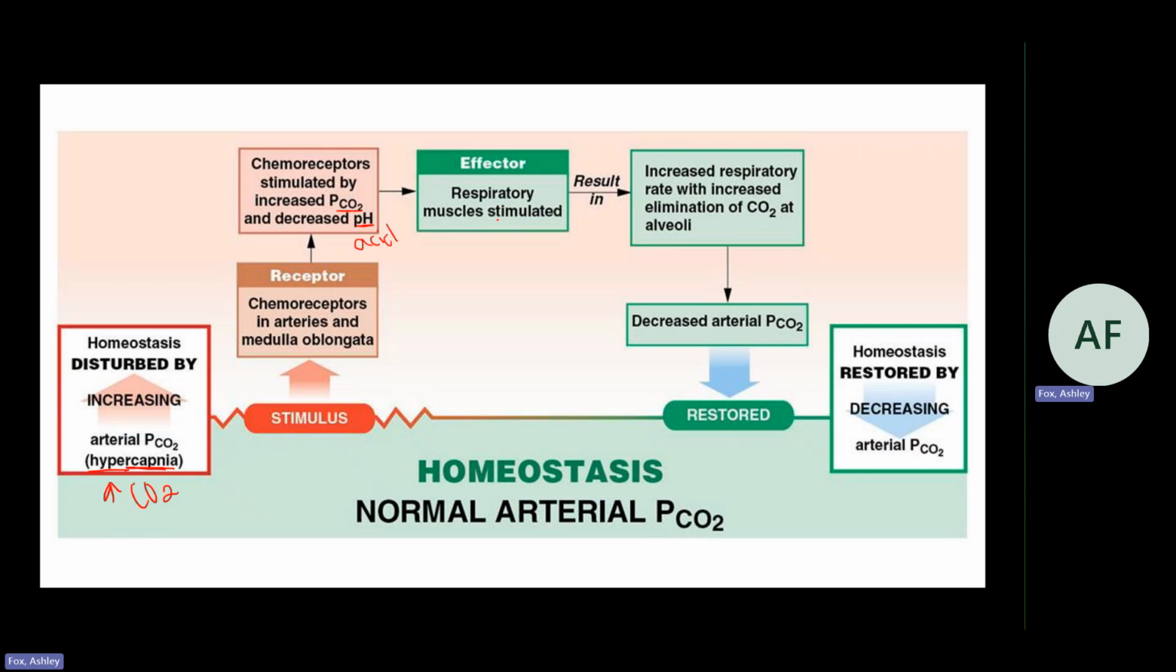That causes stimulation in the arteries and the medulla oblongata. Where do we increase our rate of breathing? It's in the brainstem. So you stimulate your respiratory muscles. You stimulate the diaphragm and the external intercostals more often. So you have increased respiratory rate, and you get rid of more CO2 at the alveoli. You have less carbonic acid. So then you have the decrease back down to its normal level.